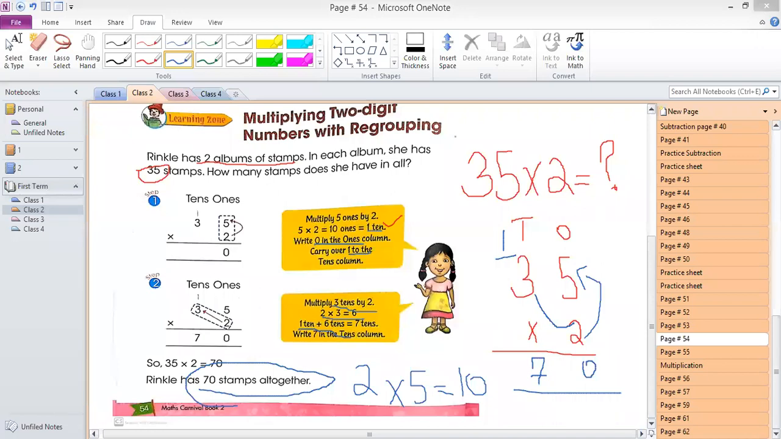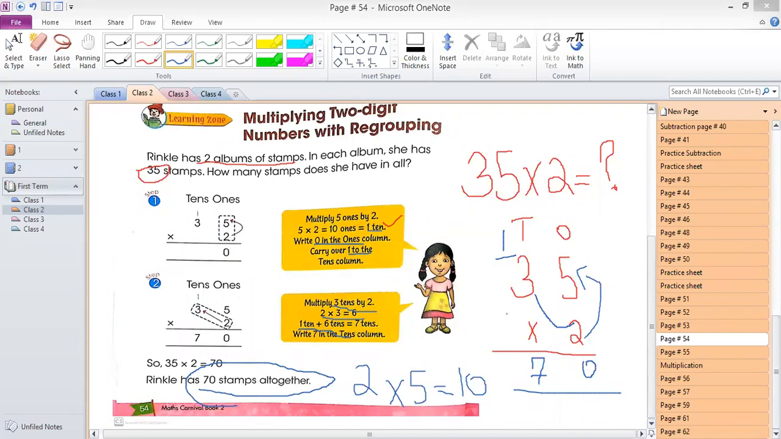I repeat again, guys. You will multiply first the ones with the number 2 by 5 equals to 10. But you will get the answer in 2 digits here, 1 0, which is 10. So you will only write the ones here, 0 ones, and you will regroup the 1 ten with the tens, which is 1. Then you multiply this 2 by this 3. 2 by 3 equals 6, and in 6 you will add this 1. So 6 plus 1 will give you 7. This is how you have to multiply 2 digits with regrouping.